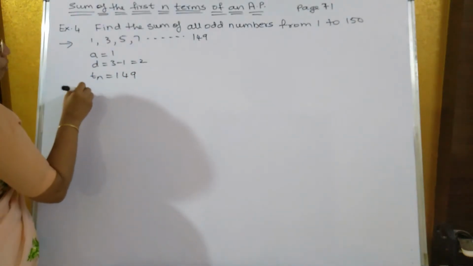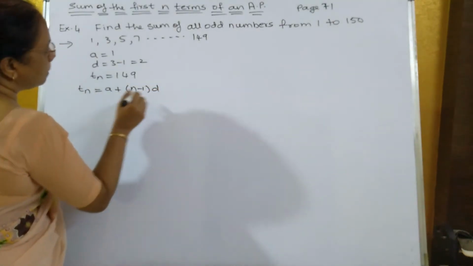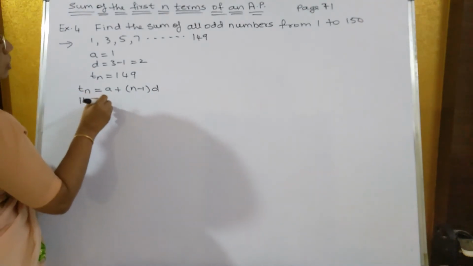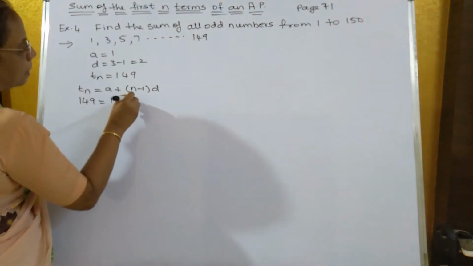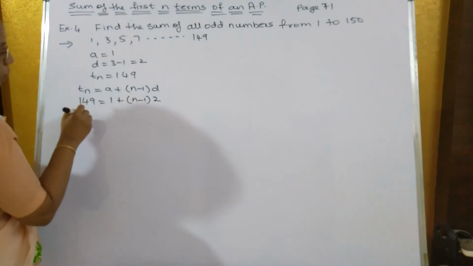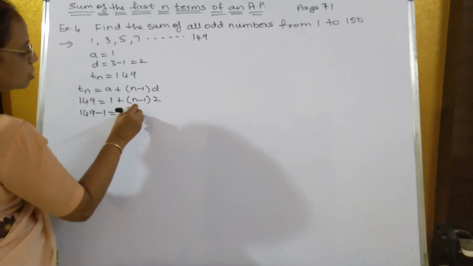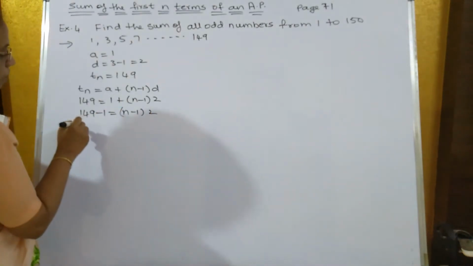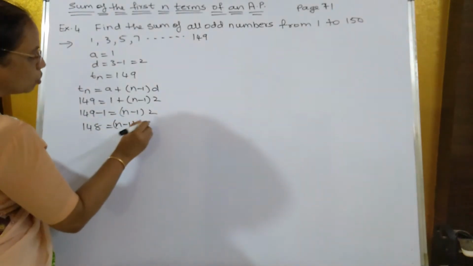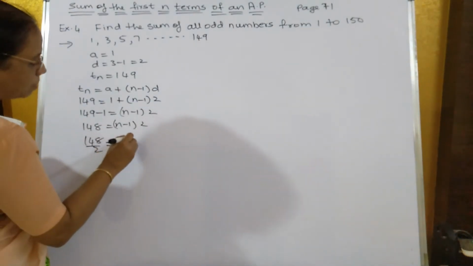So using the formula of Tn, Tn is equal to a plus n minus 1 into d. So 149 is equal to, a is what? 1 plus n minus 1 into 2. Bring this 1 on this side, you will get 149 minus 1 is equal to n minus 1 into 2. So 149 minus 1 is how much? 148 is equal to n minus 1 into 2. Bring this 2 below. So you will get 148 upon 2 is equal to n minus 1.